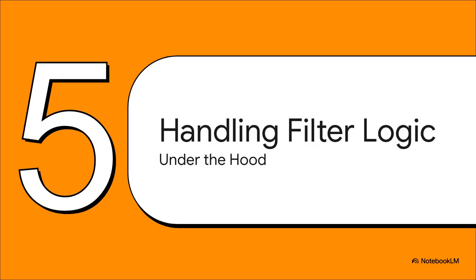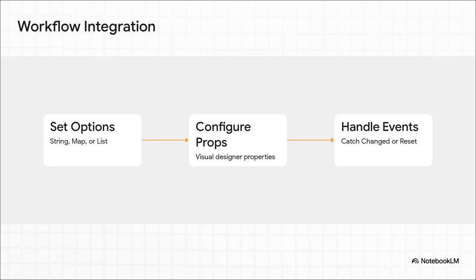Almost done. Part 5, handling filter logic. Let's finally pop the hood. Getting this into your workflow is ridiculously straightforward. Just follow these 3 simple steps. First, feed it your options. Second, configure your visual props in the designer like we just talked about. And third, catch the events. It completely demystifies the whole UI state management headache.